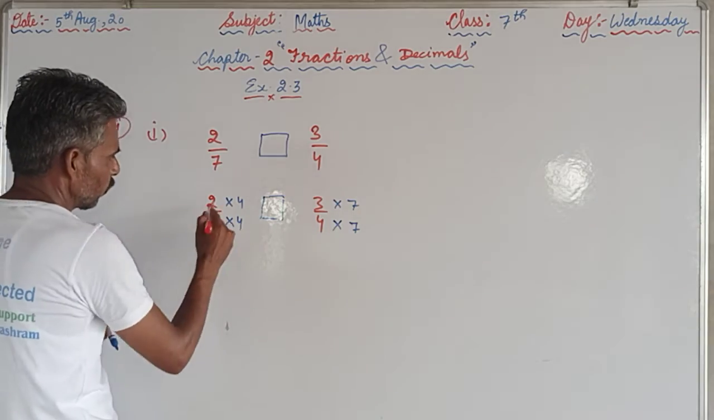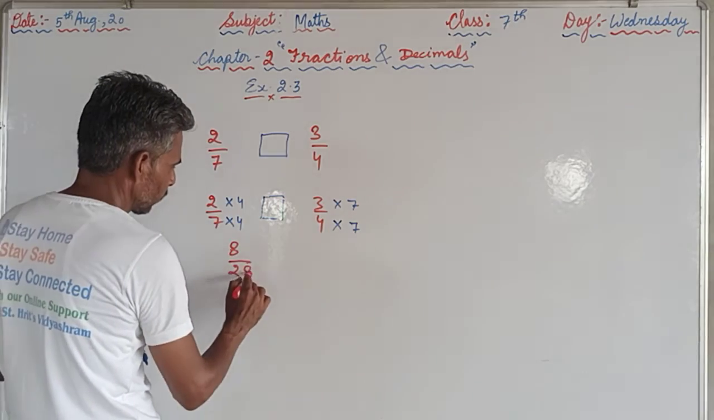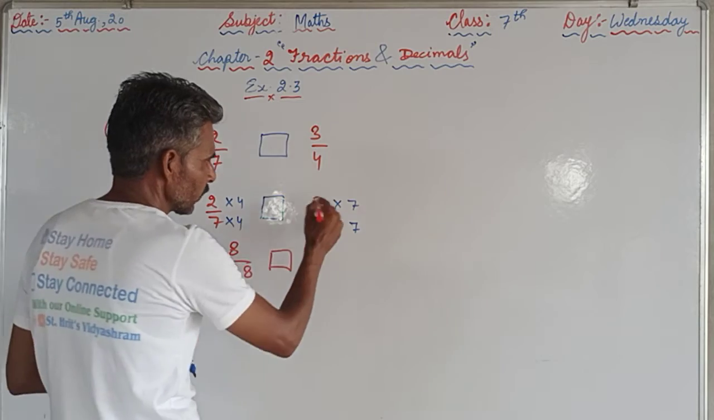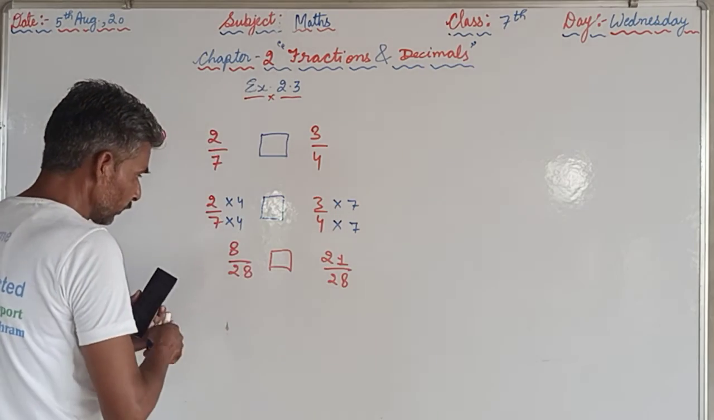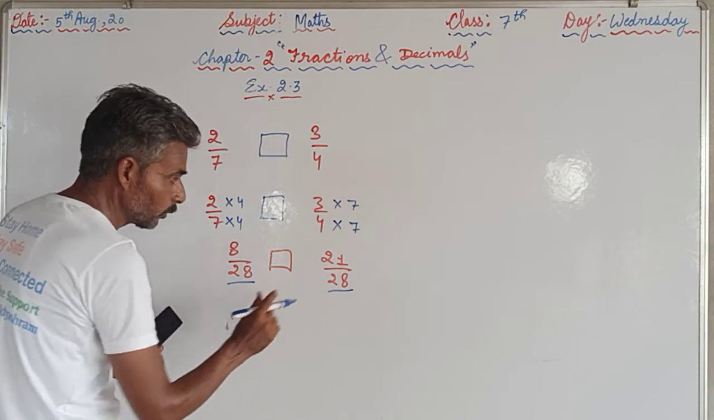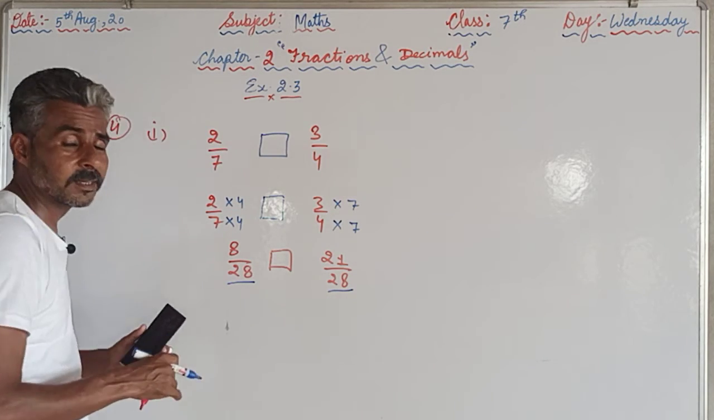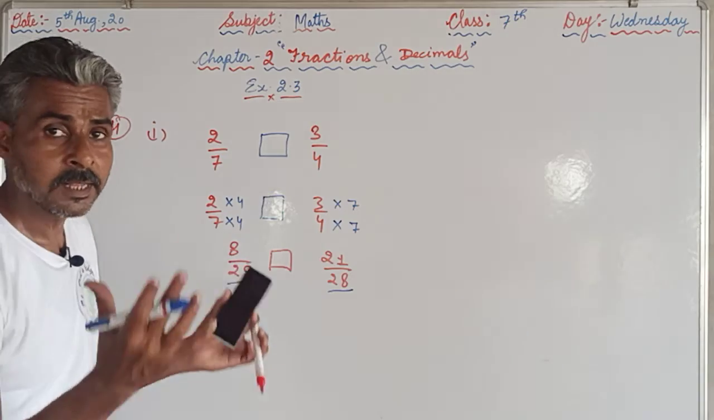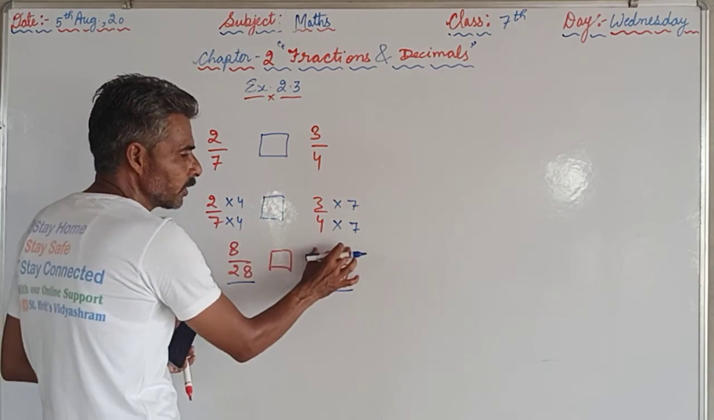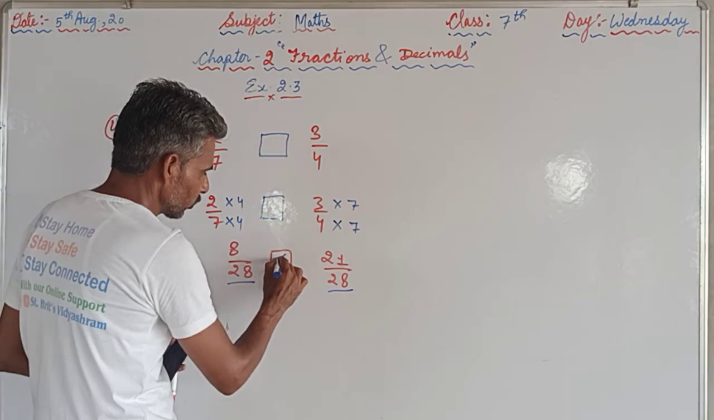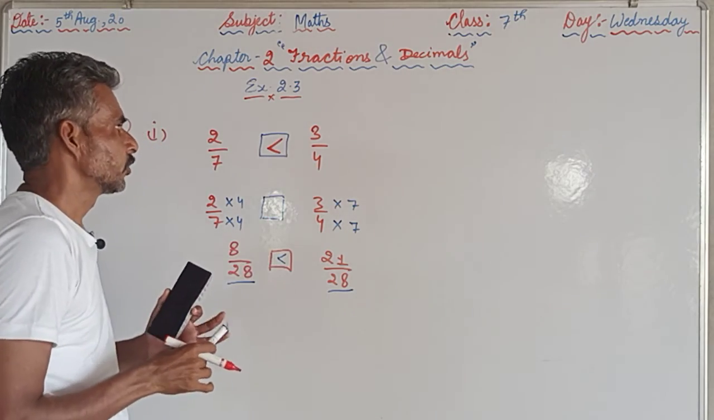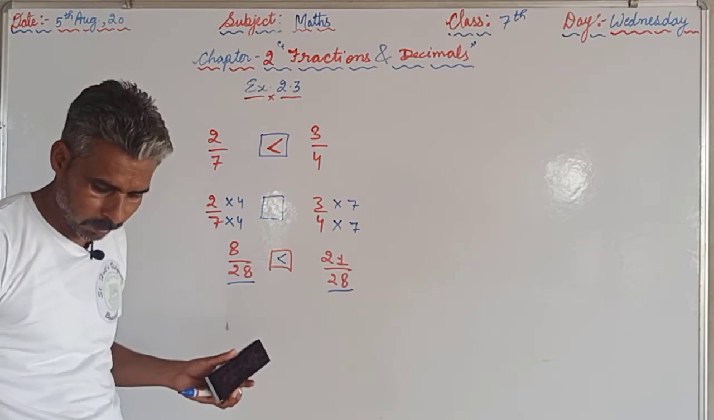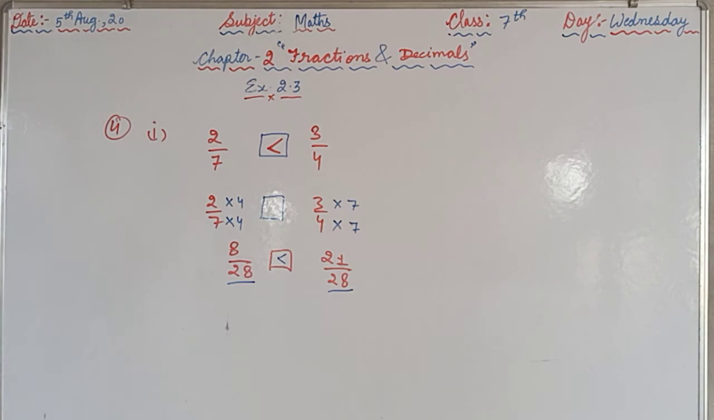So we will get 4 2s are 8 upon 28, and between the boxes there, here 7 3s are 21 upon 28. Now we can see that the denominators are same. So now these are the like fractions. So we are supposed to compare only the numerators, 8 or 21, which is greater? 21 is greater, the sign will be like that. So our answer will be this, 3 upon 4 is greater than 2 upon 7. Like this we are supposed to proceed these questions.